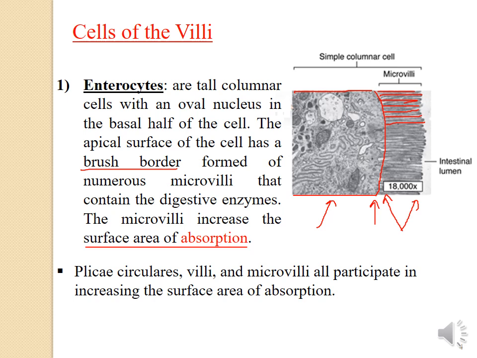So remember the folds, the plica circularis, are formed of mucosa and submucosa, villi, which are projections of epithelium and lamina propria, and finally we have microvilli on the surface of enterocytes. All these structures help to increase the surface area of absorption for the small intestine. And actually, these structures greatly increase the surface area of absorption of the small intestine.